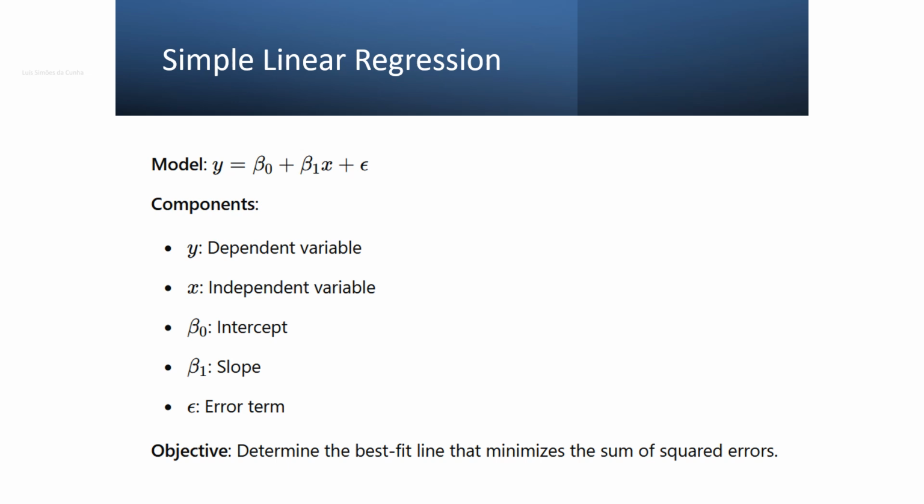Simple linear regression models the relationship between a dependent variable and an independent variable using an equation. The objective is to determine the best fit line that minimizes the sum of squared errors.